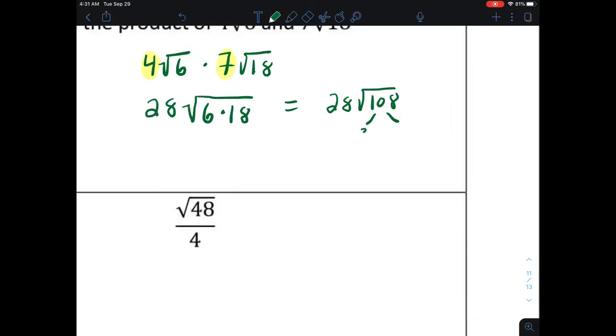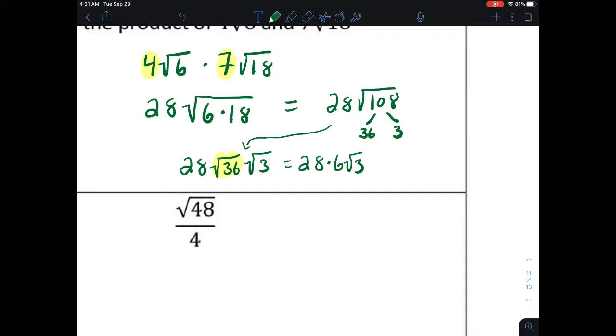108 is the same thing as 36 times 3. So we're going to break up this problem. We'd have 28 times the square root of 36 times the square root of 3. We can take the square root of 36. That makes 6. So we have 28 times 6 times the square root of 3. And so our final answer here for that product is going to be 168 times the square root of 3.